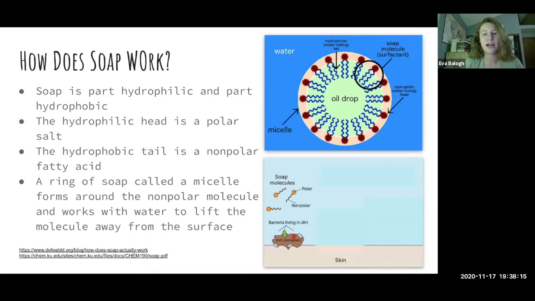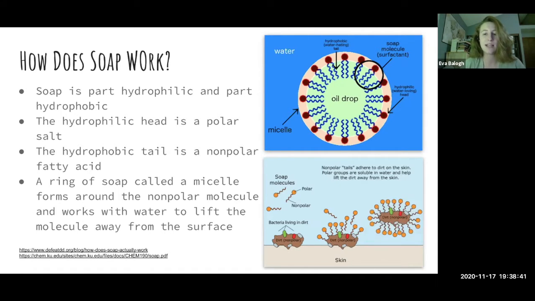Soap molecules are part hydrophilic and part hydrophobic. The hydrophilic head is polar, which is attracted to the water molecules, and the hydrophobic tail is nonpolar and is repelled by water molecules and attracted to other nonpolar molecules. When there is a nonpolar molecule on your hands that water cannot effectively take off on its own, the nonpolar tails attach to the molecule while the polar heads are attracted to the water. The soap forms a ring around the nonpolar molecule called a micelle that helps lift the molecule up and off of your hands. This then allows that dirt particle to become suspended in the water and subsequently wash down the drain.